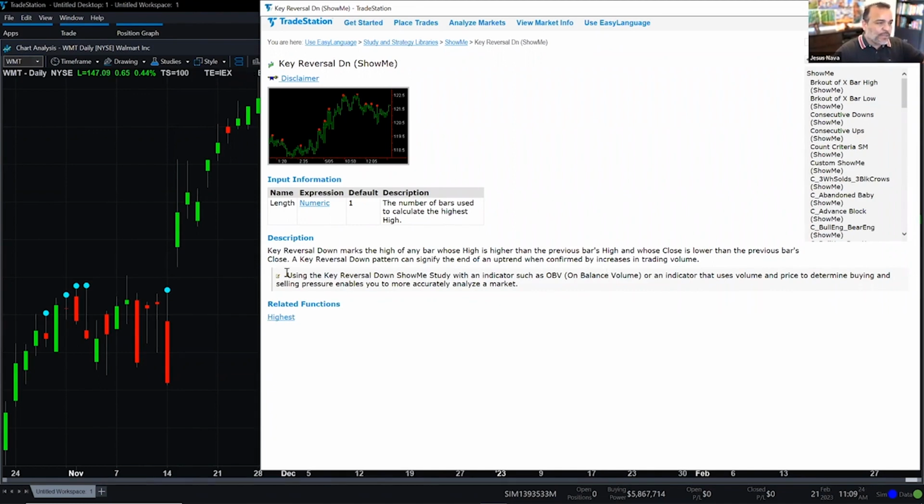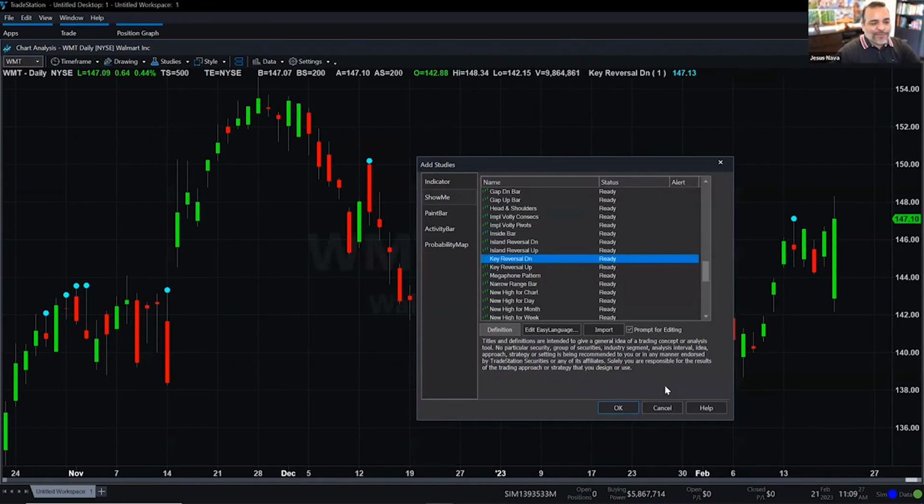A key reversal down pattern can signify the end of an uptrend, and when confirmed by increases in trading volume. So let's go back to my key reversal. And the introduction that I made about the A pattern or the pyramid pattern, I told you at the very beginning of the presentation that I was, for some reason, mixing them up, and I mixed them up again. A key reversal is a bar pattern. It takes 2 candlesticks to identify this key reversal. What I said about the pyramid, we're going to get to in a little moment once we start talking about pivots. But in this particular bar pattern, we're looking at 2 candlesticks.